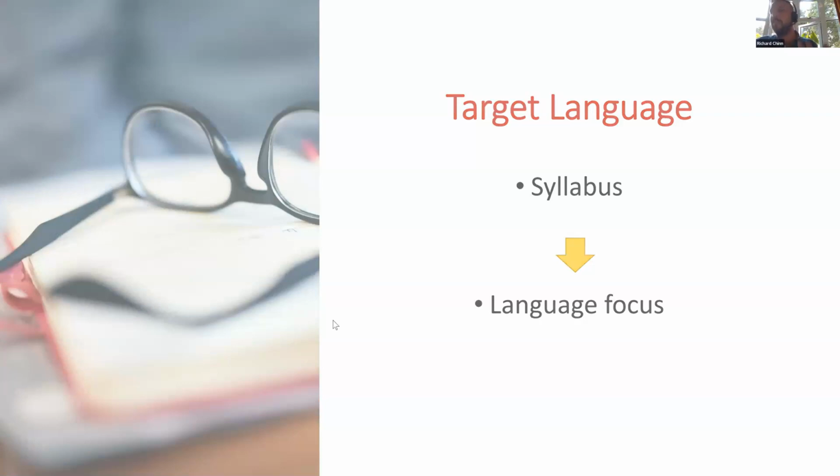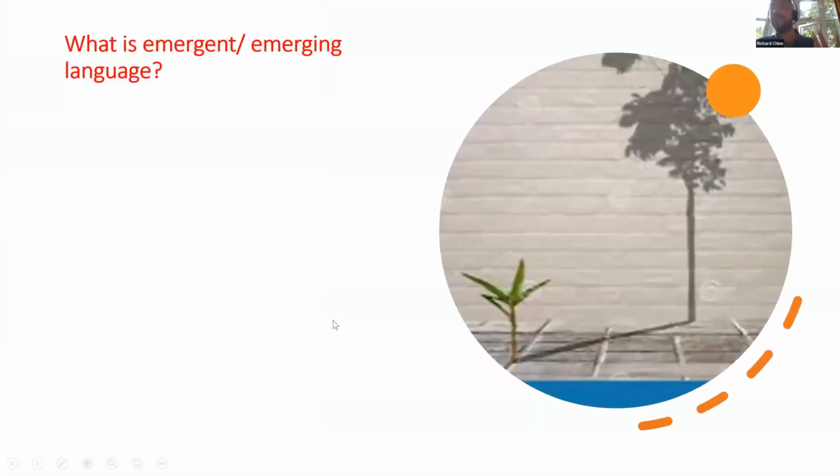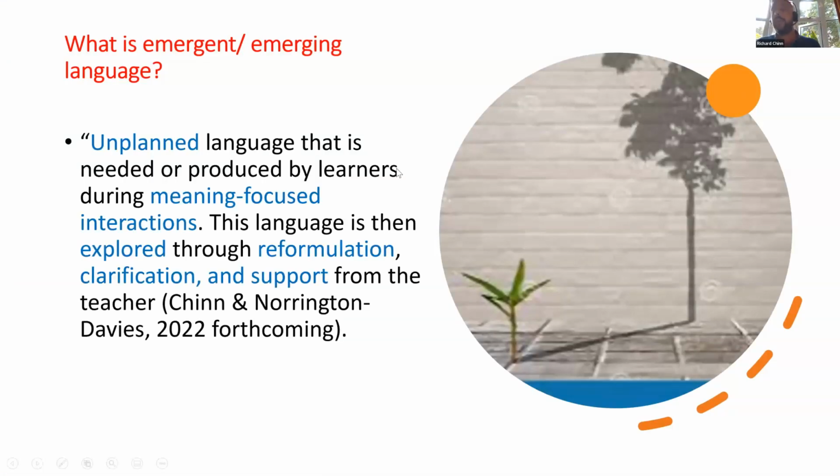Okay, so what is emergent language? Well, I want to share with you the definition that Danny and I have been using so far. We're looking at it being unplanned language that happens in a lesson that's needed by the learners in meaning-focused interactions. And then the language can be explored, reformulated and clarified by the teacher. And this is the kind of support that the teacher gives in class.